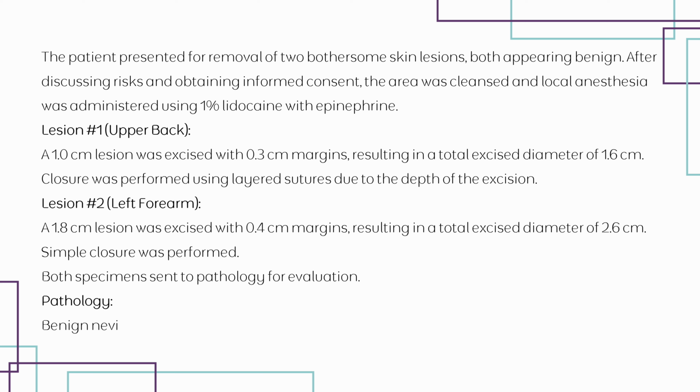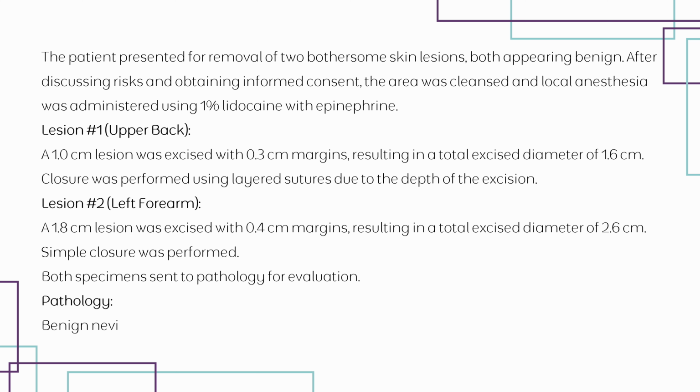For lesion number 2, located on the forearm, this is a 1.8 centimeter lesion that is excised with 0.4 centimeter margins, resulting in a total excise diameter of 2.6 centimeters. And simple closure is performed for this lesion. Both specimens are sent to pathology for evaluation, and the pathology report has been returned, indicating that they are both benign nevi.